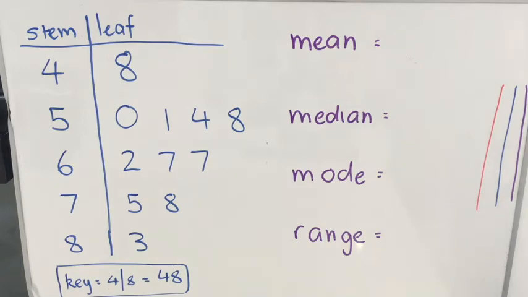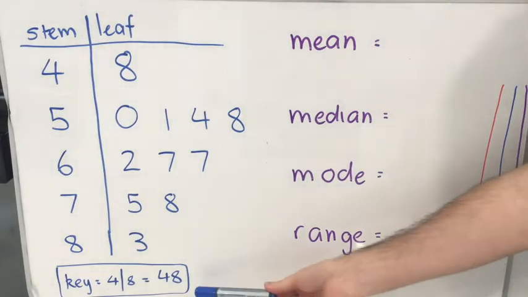Today we're looking at stem and leaf plots, and I've drawn what one looks like on the board here. The left-hand column we call the stem, all the numbers on the right we call the leaf or the leaves. The first thing I want us to make sure is that we understand how to read a stem and leaf plot. Always look for a key.